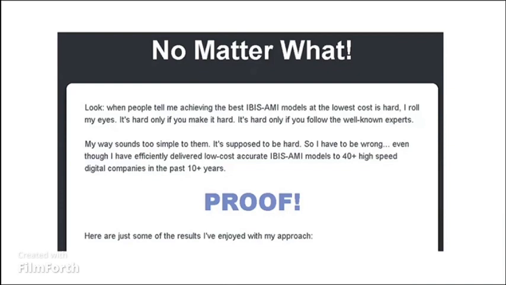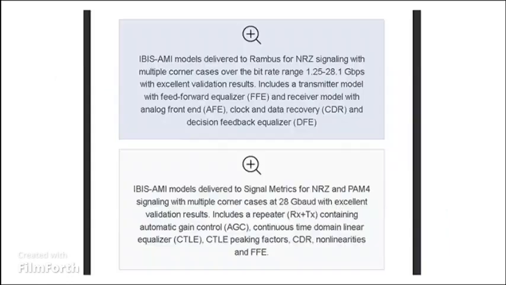Even though I have efficiently delivered low-cost, accurate IBIS-AMI models to 40 plus high-speed digital companies in the past 10 plus years. Here's proof. Here are some of the results I've enjoyed with my approach. I've delivered IBIS-AMI models to Rambus for NRZ signaling with multiple corner cases over the bitrate range of 1.25 to 28.1 gigabits per second with excellent validation results. Includes transmitter model with feed-forward equalizer, receiver model with analog front end, clock and data recovery, and decision feedback equalizer.